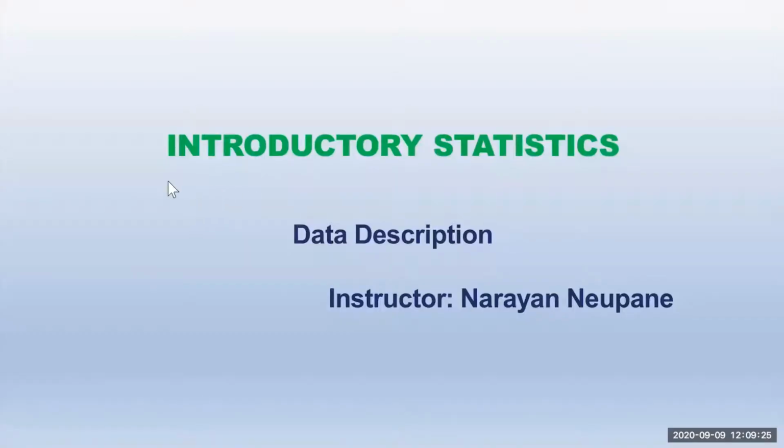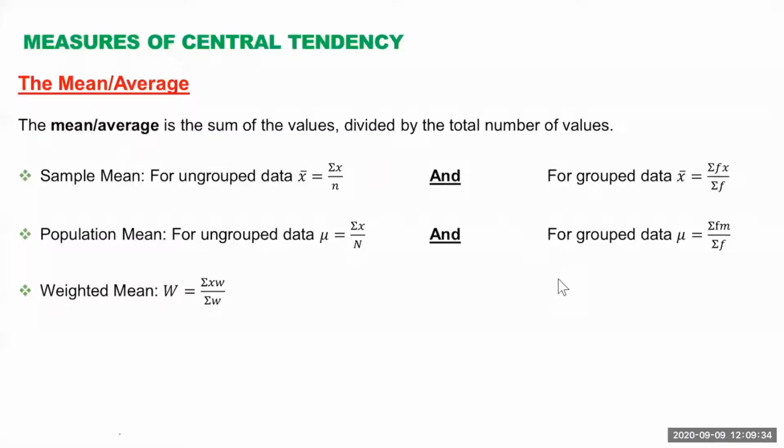Welcome everyone. Today we are in chapter 3, data description. There are a lot of things to complete in this chapter, but the first concept is called the measure of central tendency. There are several measures of central tendency and we are going to go over each of them in detail. The first one is called the mean or average.